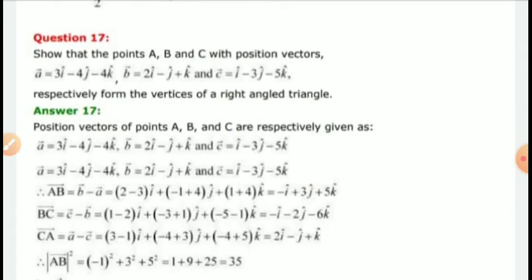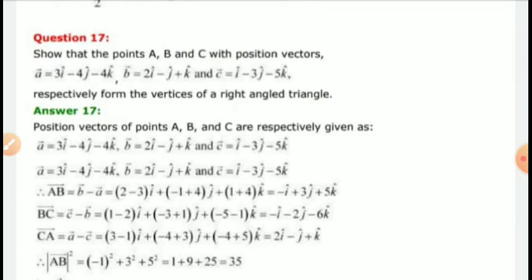Next, the 17th question: show that the points A, B, C with position vectors OA, OB, OC respectively are the vertices of a right angle triangle. First you need to find A bar, which is nothing but OA, B bar, which is nothing but OB, and C bar, which is nothing but OC.